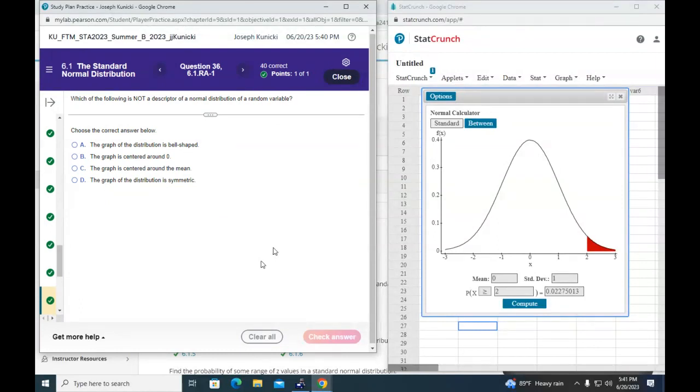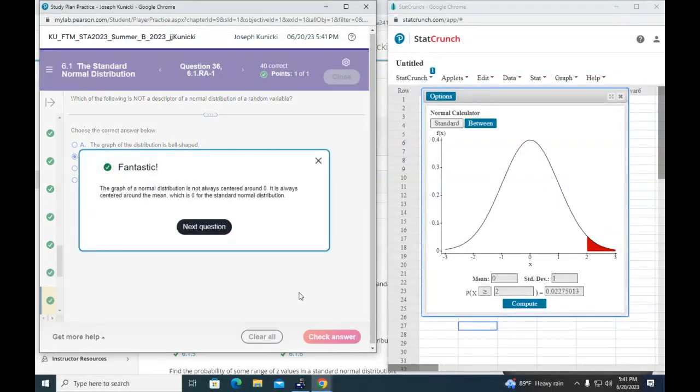Okay. Which of the following is not a descriptor of a normal distribution? The graph is bell-shaped? The graph is centered around 0? The graph is centered around the mean? The graph is symmetric? So A and D are correct. Which one's not correct, B or C? C is right. No, B is wrong. It doesn't say standard normal, it says normal. Mu is the mean. It's always centered around the mean. It's just that for the Z, the mean is 0. So you've got to be careful and read it correctly.